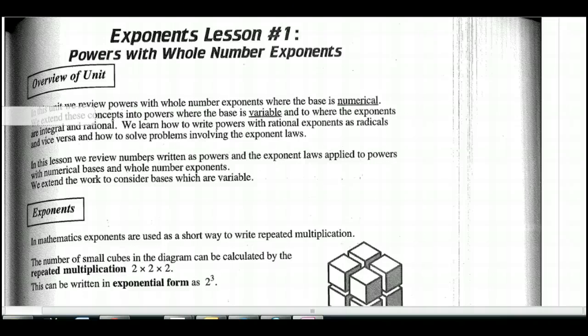Okay, let's get right into it then. We've seen exponents already, and exponents are a shorthand for writing out repeated multiplication. So if we wanted to write 2 times 2 times 2, we can just write it in exponential form as 2 to the power of 3.